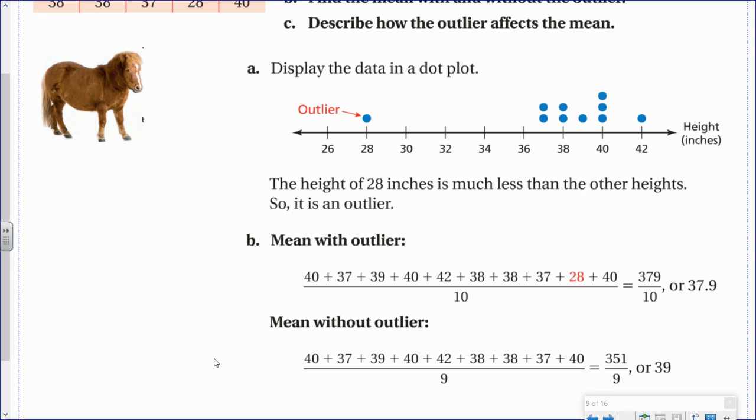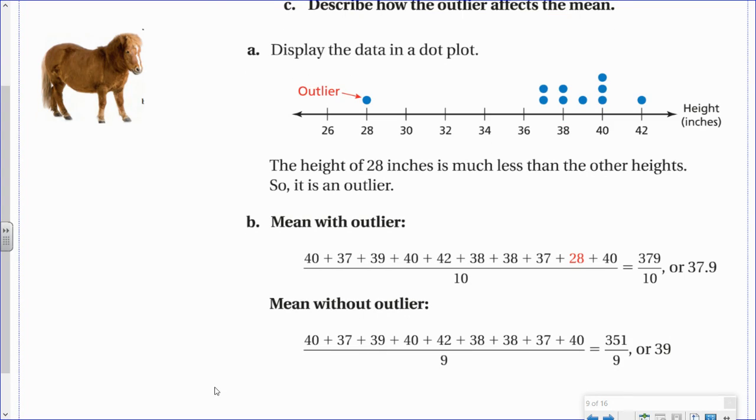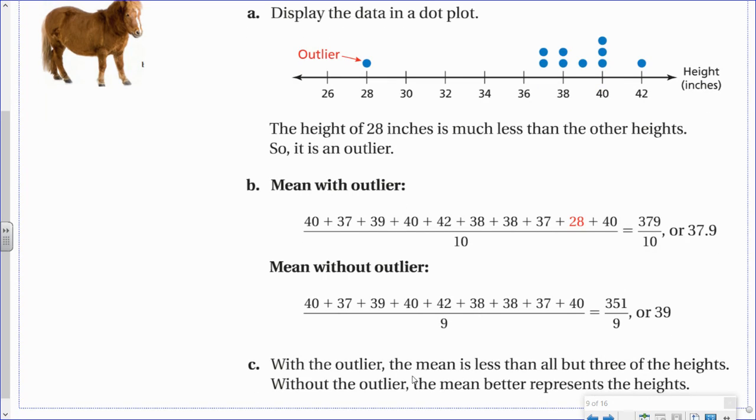So what happens for part C, describing how it affects it? Well, with the outlier, the mean would have been right about here, which is less than all but 3 of the pieces of data. There's only 1, 2, and then 3 that are less than it. So it's not really showing us the middle. But without that outlier in there, it came out to be right here, and that mean better represents the heights of all of those ponies.